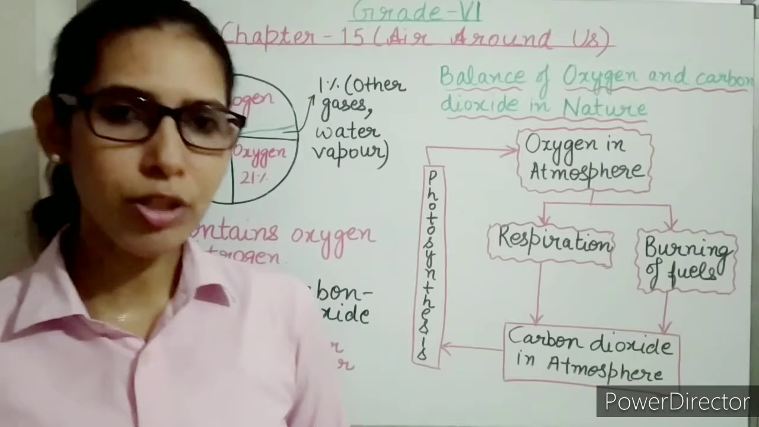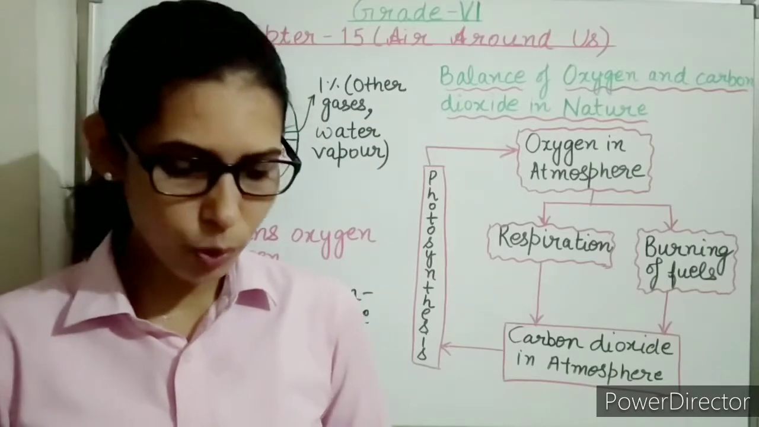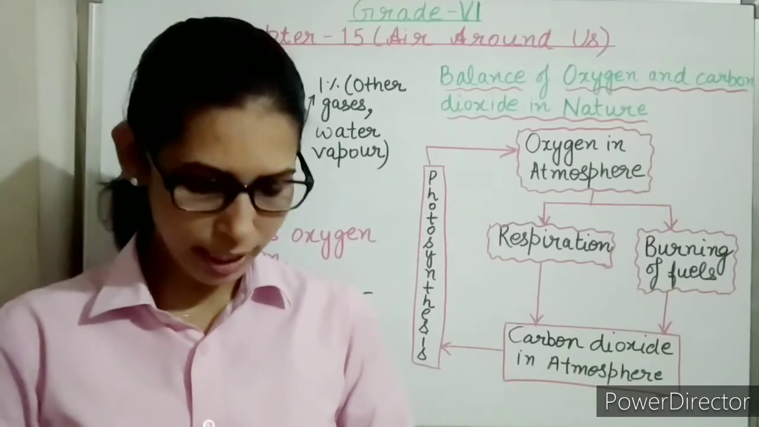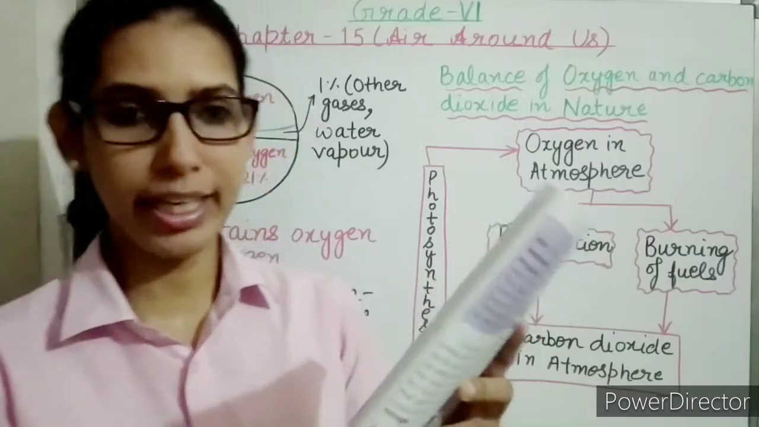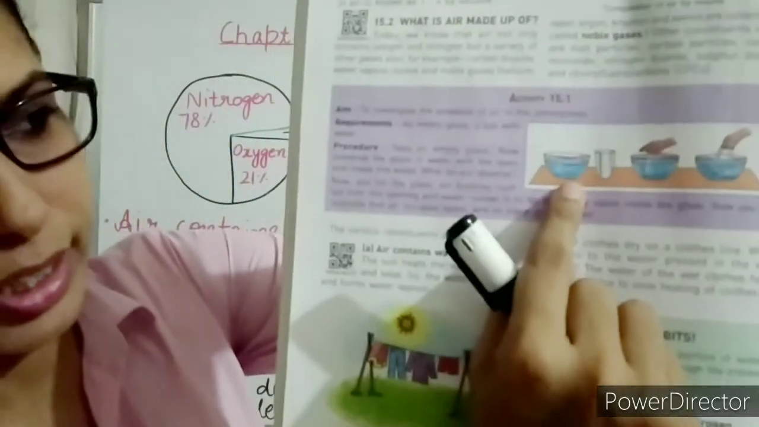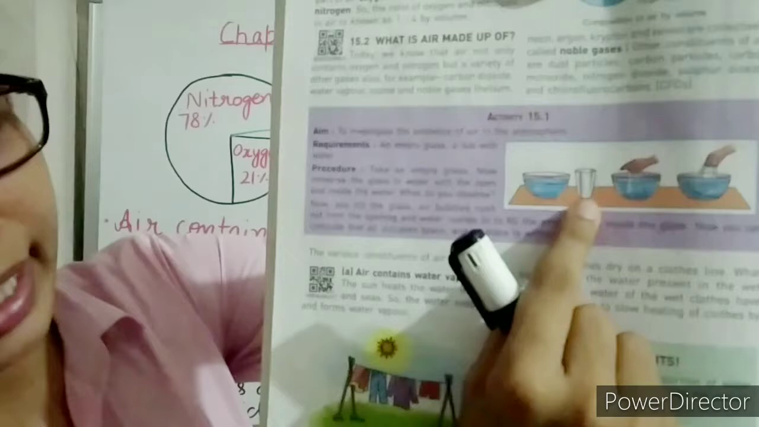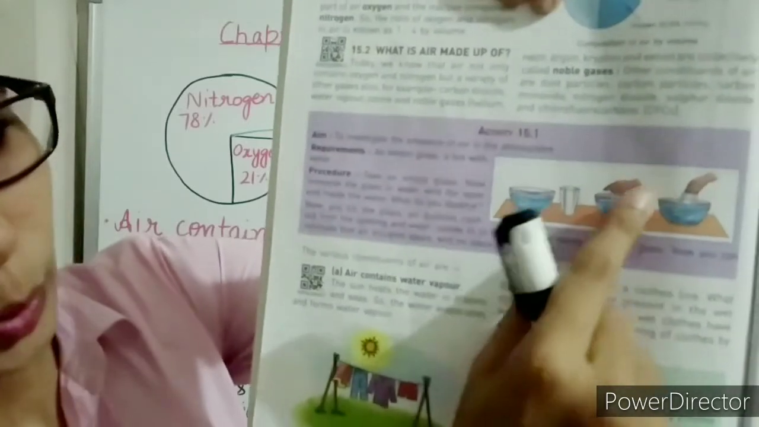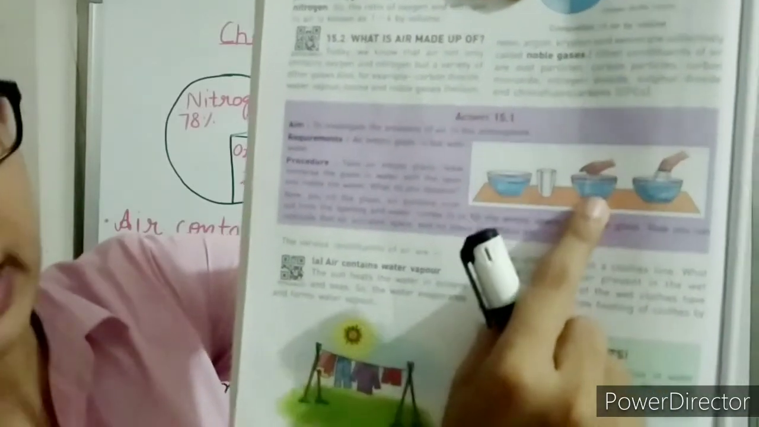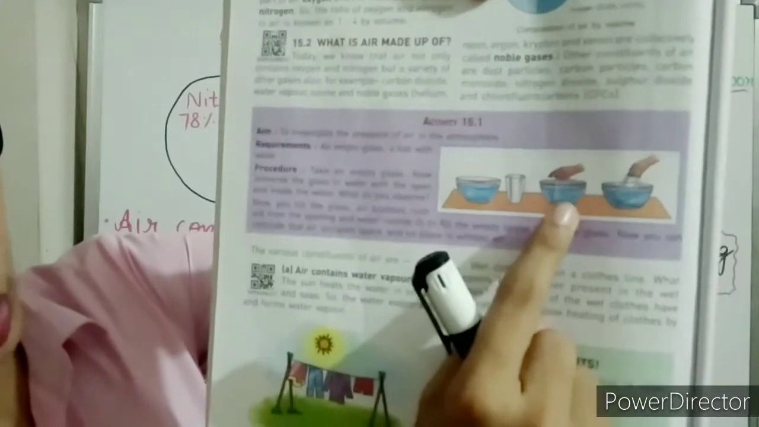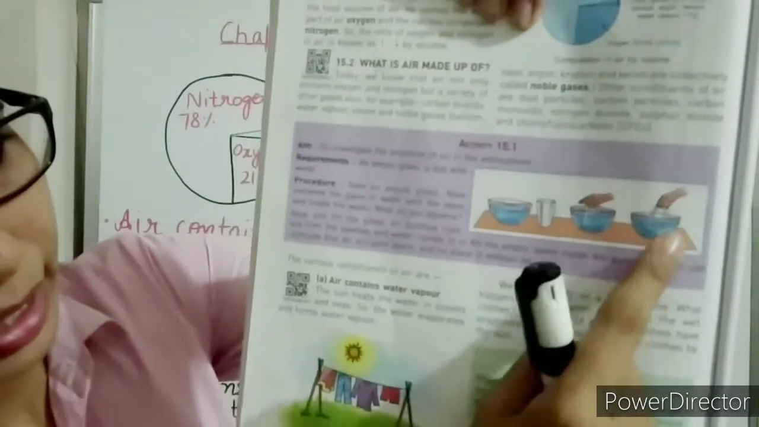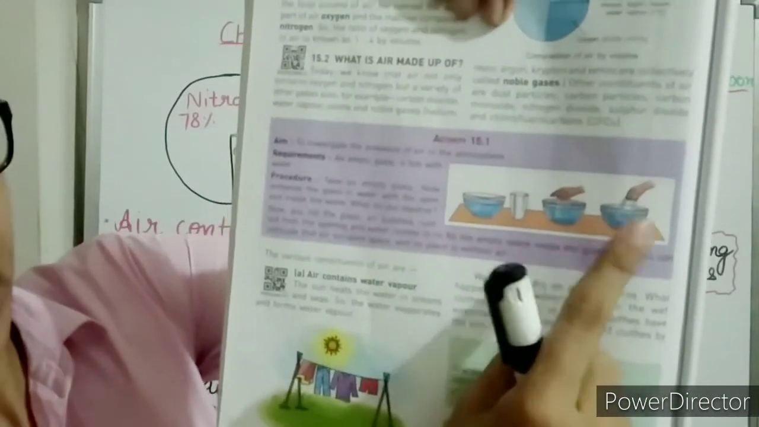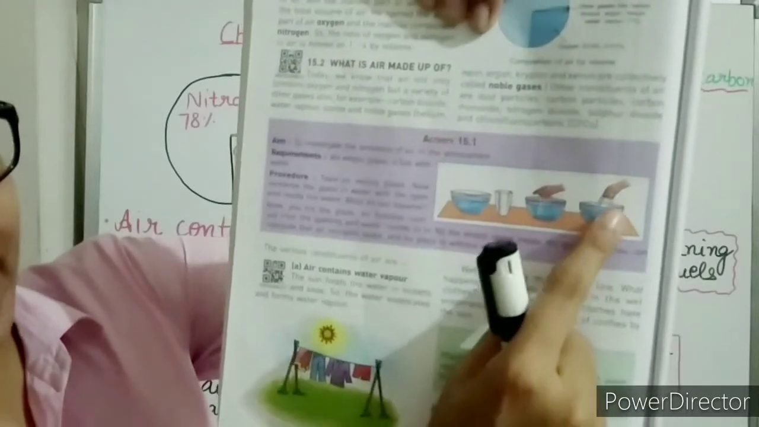Now, in your book, activities have been given. You can see activity 15.1 on page B88. Here, take a bowl of water and take an empty glass. Now invert this glass in the water like this. You can see the water is not entering inside it. Now tilt the glass a little bit. You will notice that water starts entering inside it.